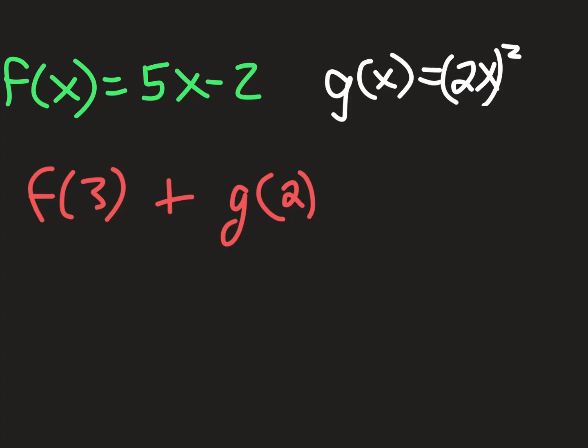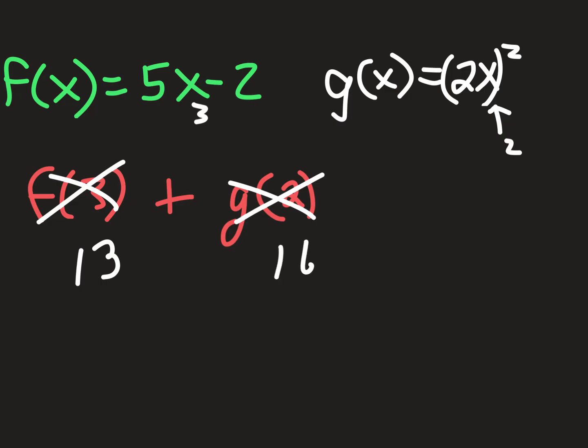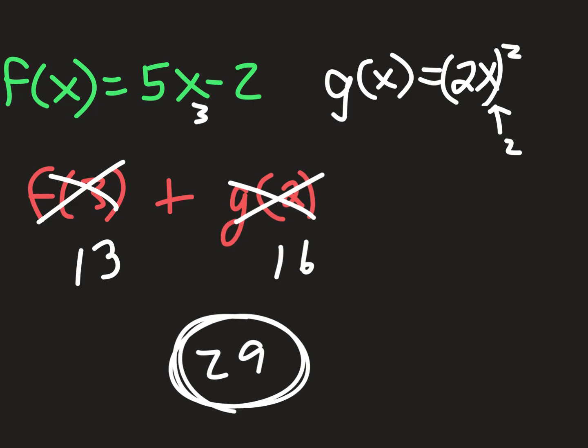Okay, so hopefully you figured out f of 3 by sticking a 3 into the f function, which would be put a 3 right there, and you got 5 times 3 is 15 minus 2 is 13. F of 3, 13. G of 2, 2 goes over right there. 2 times 2 happens first. Remember parentheses, what's in the parentheses goes first. So 2 times 2 is 4. And then 4 squared is 16. So g of 2, 16. Add them together. 29. Who had 29 before I said it?